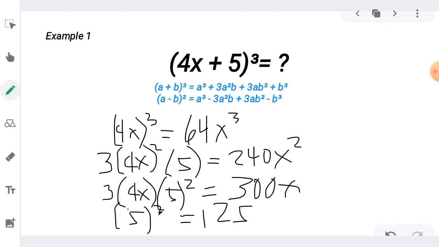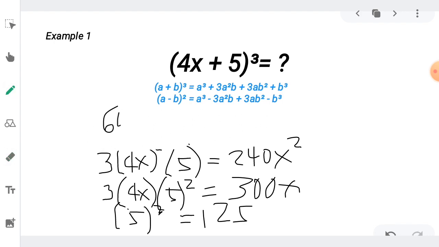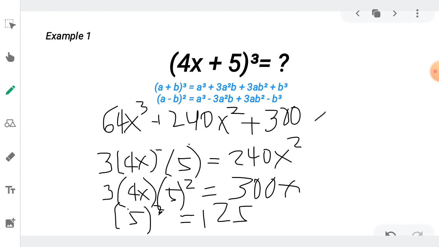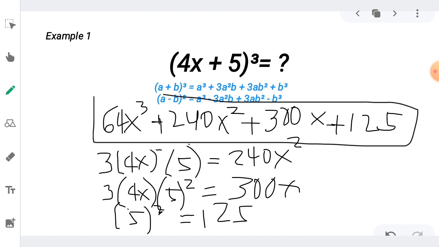So, let's rewrite this: 64x cubed plus 240x squared plus 300x plus 125. So, this is the answer in this given problem.